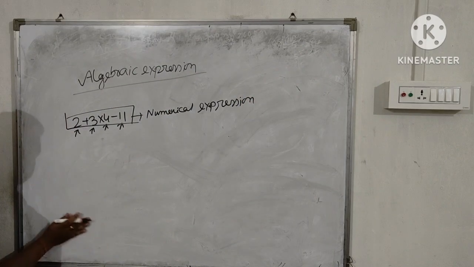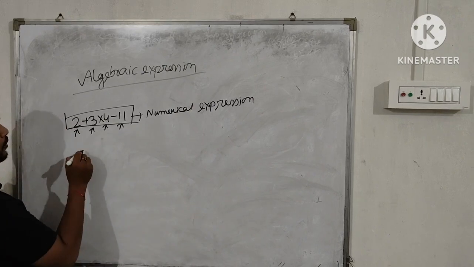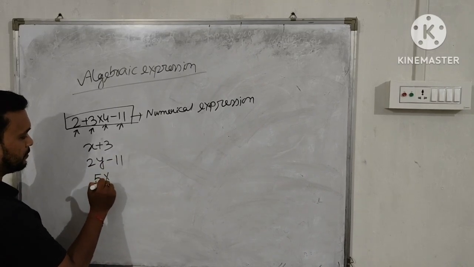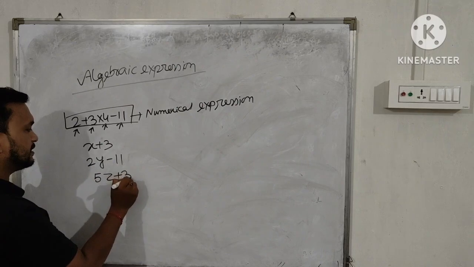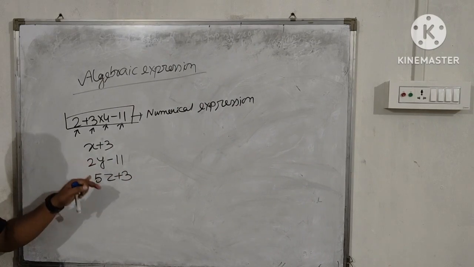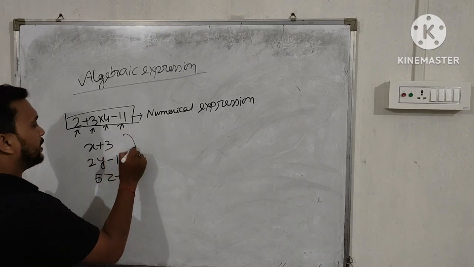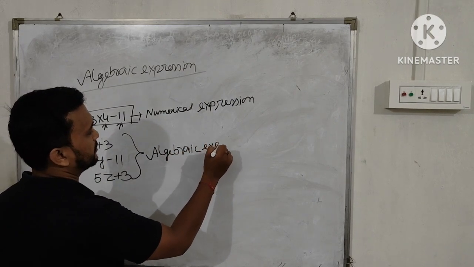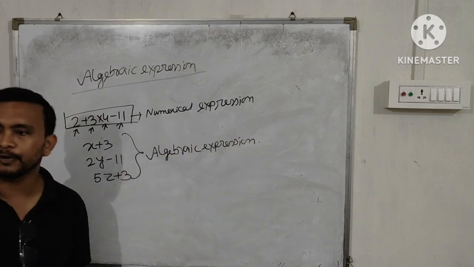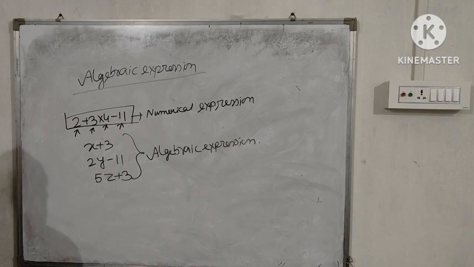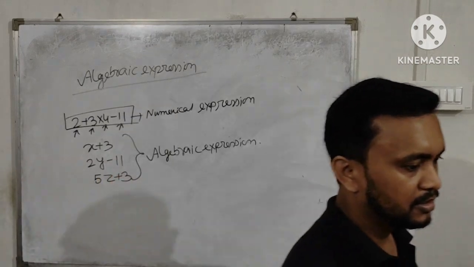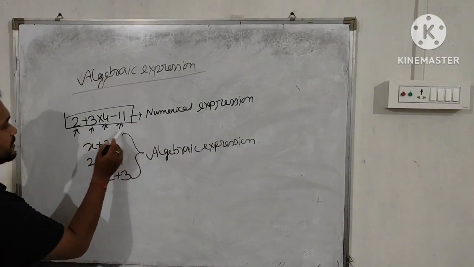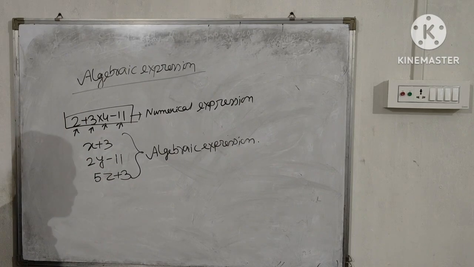But when I write x plus 3 or maybe 2y minus 11, 5z plus 3, when I include some variables along with numbers, then they will be known as algebraic expression. I hope you can remember this concept. We have learned it during class 7. So when we include alphabets which are known as variables in mathematics, then the expression becomes an algebraic expression, right?